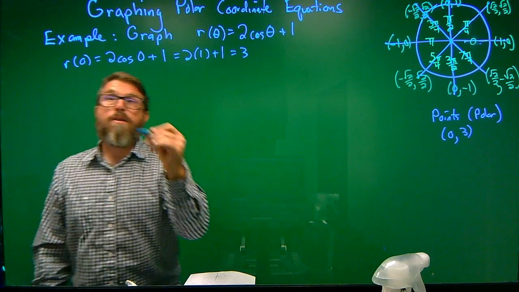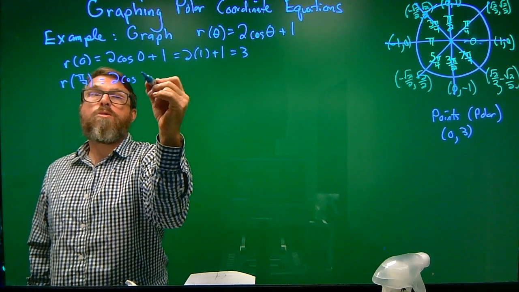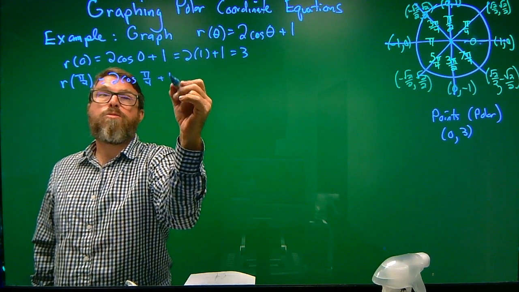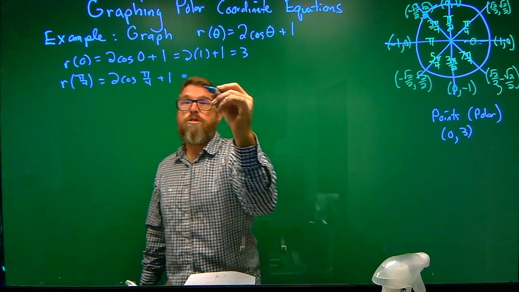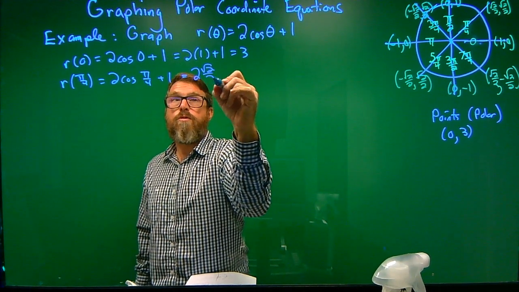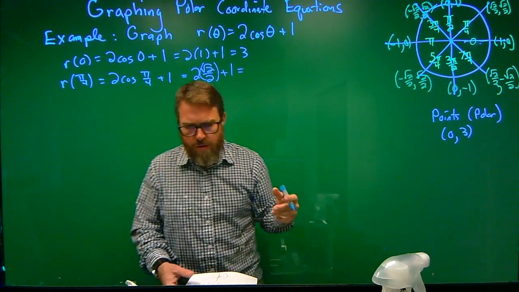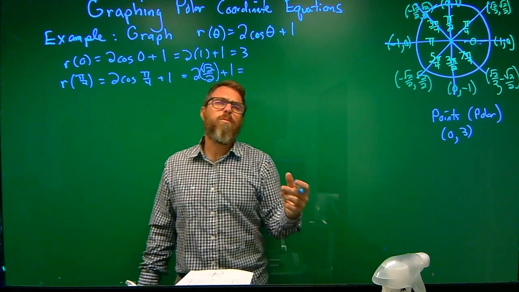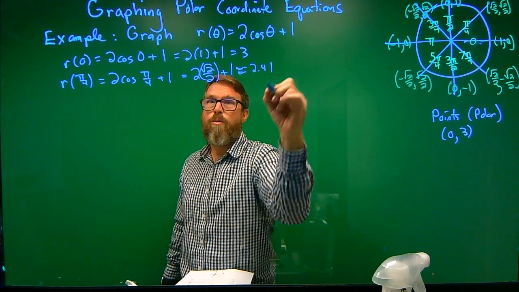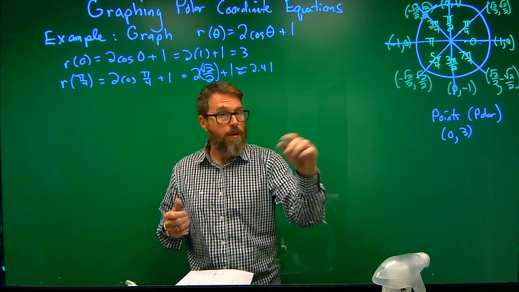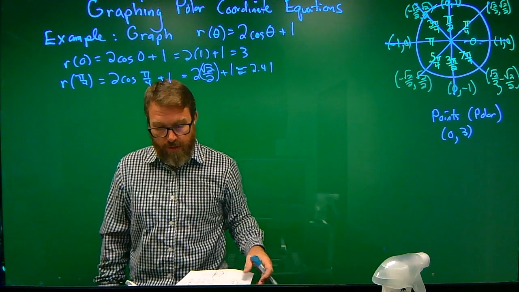So then we'll try pi over 4. So r of pi over 4 is 2 cosine pi over 4 plus 1. We know that the cosine of pi over 4 is going to be the x-coordinate. So this is 2 root 2 over 2 plus 1, so this is root 2 plus 1. Root 2 is about 1.41, so this is going to be about 2.41. Or if you want to just write root 2 plus 1. But I'm going to graph this thing and I want to know its approximate value to graph it.